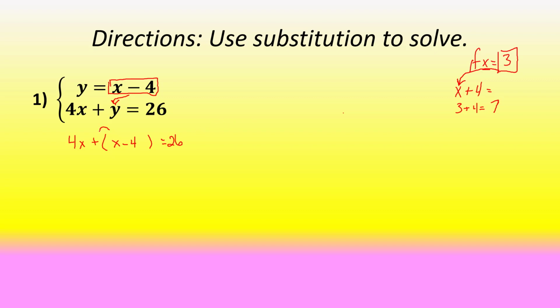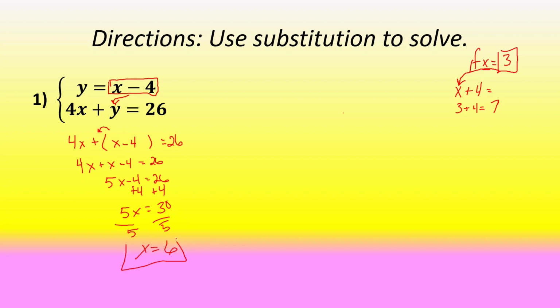Now again, I want to see what's in front of the parentheses. It's a plus sign, so I don't need the parentheses anymore. 4x plus x minus 4 equals 26. So we'll combine our like terms. 5x minus 4 equals 26. We'll add 4 to both sides. 30 equals 5x. And we'll divide by 5. And so we finally realize that x has a value of 6.